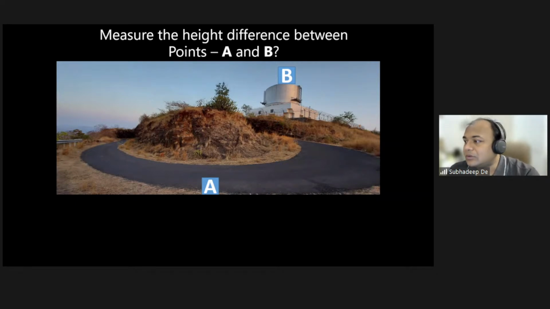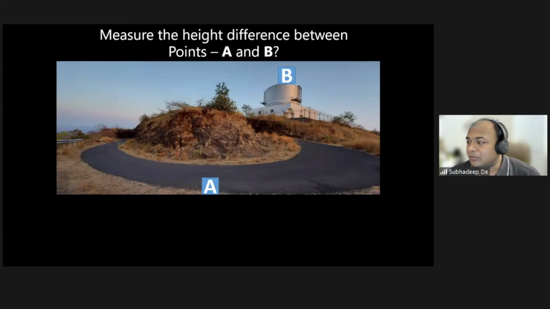The picture you see here on the screen is IUCAA's Giravali Observatory, which is around 50 kilometers away from Pune. It's a very nice place on top of a hilltop. And the road you see here reaches to this telescope, which is the Giravali Observatory. Point B is the top of the telescope, and point A is just on the road. It's a very nice place to visit. If you have any chance, please visit it.